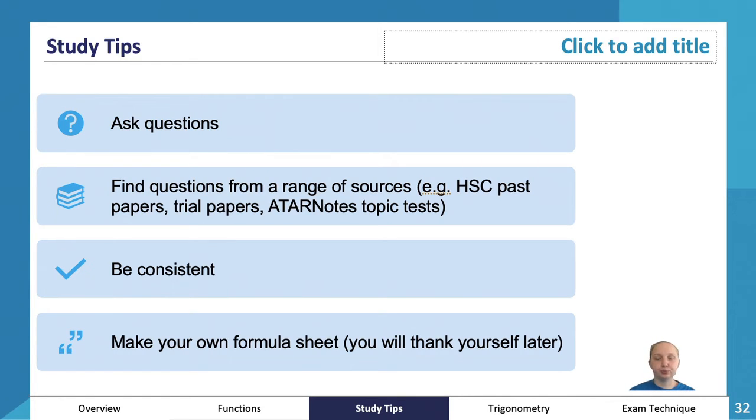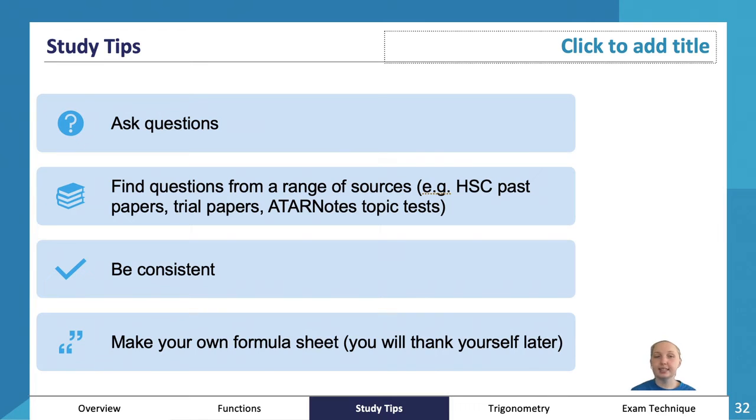So find as many questions as you can, because I think if you only practice questions from your textbook, you're not going to get a wide variety of questions, and you're not going to be able to answer a lot of exam style questions, because most textbooks are aimed at helping you solidify your understanding rather than helping you prepare for an exam. So make sure you are seeking out a wide range of questions so you're ready for anything they'll throw at you in your exam.